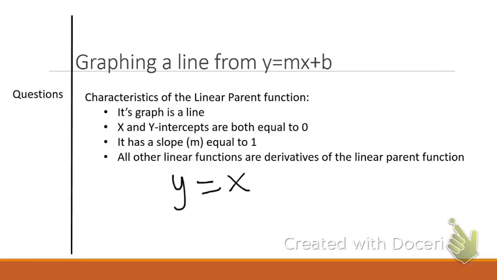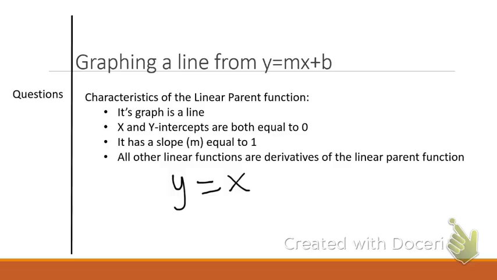That is the parent function, the same one you saw in the vocabulary. For y equals x, the key characteristics are that its graph is going to be a line, as we'll see on the next slide. The x and y intercepts are both equal to 0. It has a slope of 1.